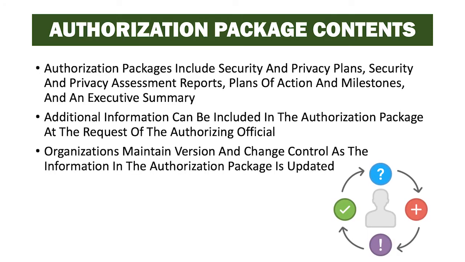The authorization package includes security and privacy plans, security and privacy assessment reports, plans of action and milestones, and an executive summary. This is the minimum required documentation per NIST for the authorization package. Many organizations will require additional documentation be provided, so check with your organization to determine what is exactly required for your specific authorization package. Additional information can be included in the authorization package at the request of the authorizing official.